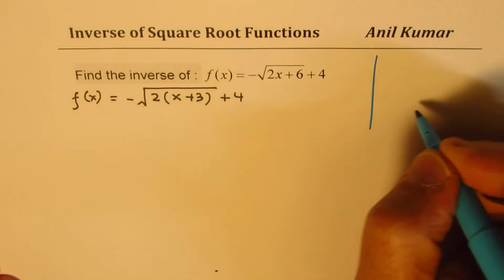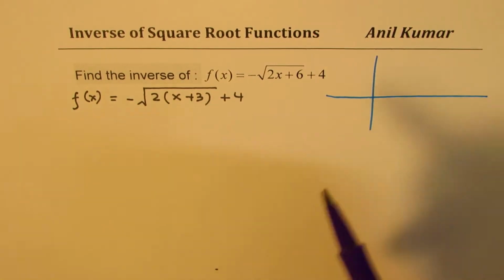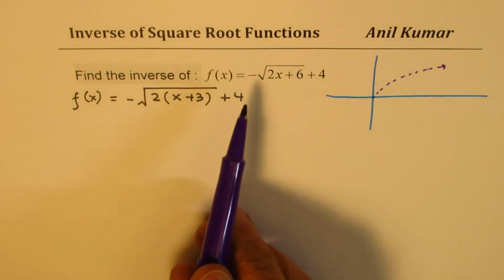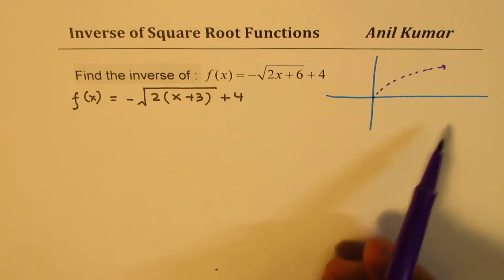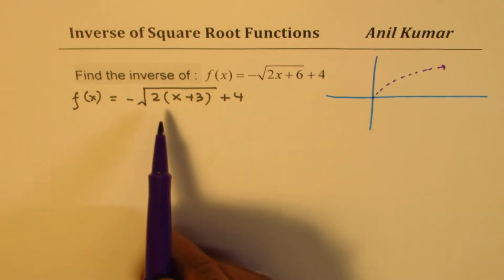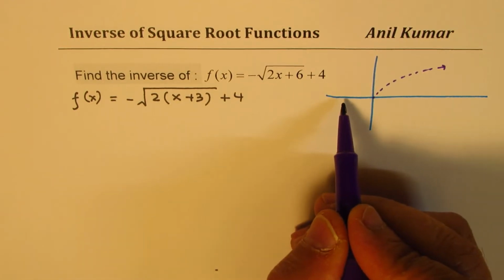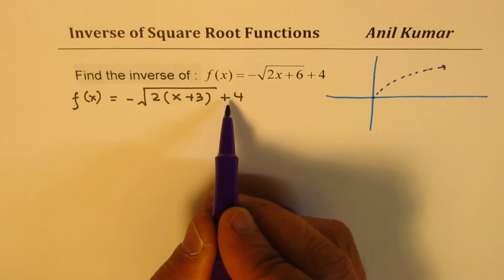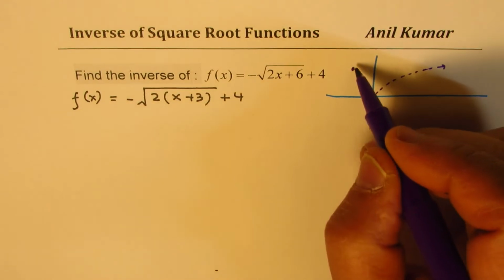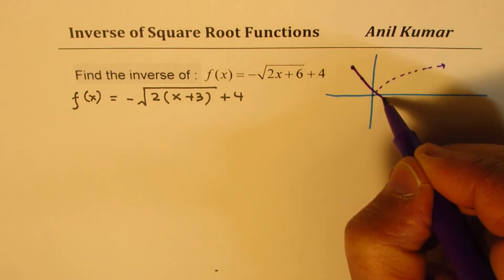So let me sketch the graph here for the given function. The square root function will normally be like this. And what are we doing here? We are reflecting it, so it becomes like this. Then we are compressing it horizontally, so it becomes sharper. And then we are translating 3 units to the left. When you translate 3 units to the left, the interior becomes 0, and what you get is 4. So we get a point here, minus 3 and 4, right? So that will give you a graph which could be something like this.